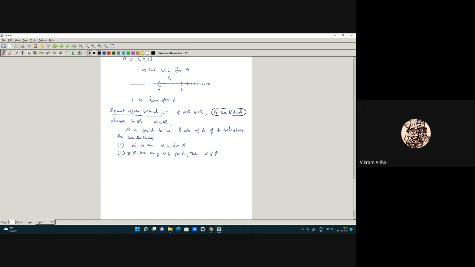So please note that we are trying to define what it means to say that alpha is the least upper bound, right? Alpha has to satisfy two properties. Alpha has to be an upper bound of A. And if beta is any upper bound of A, then beta has to be bigger than or equal to alpha. That is it.